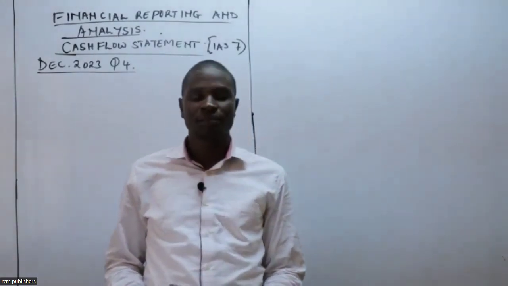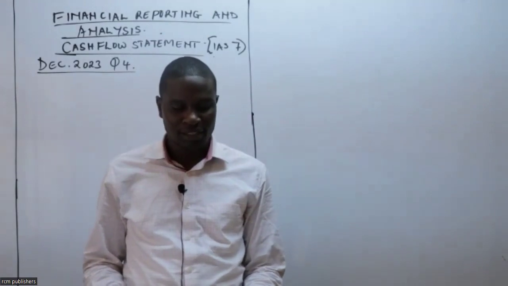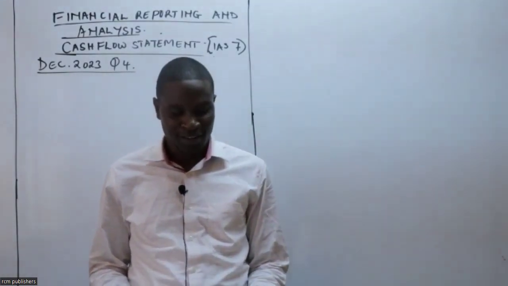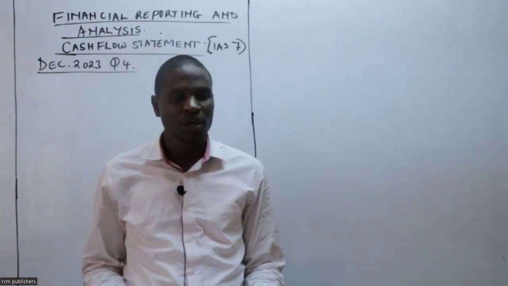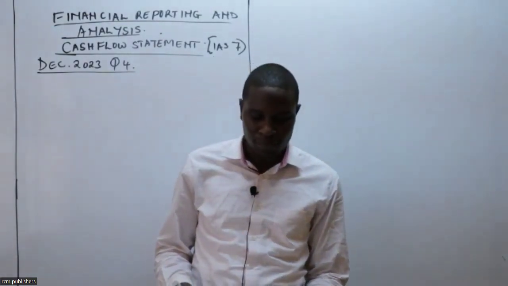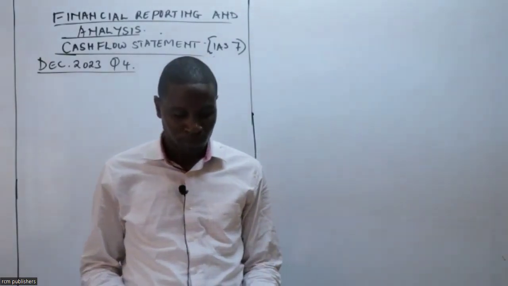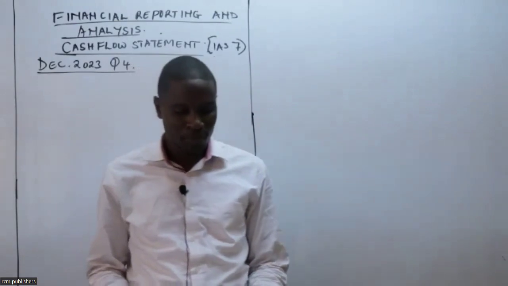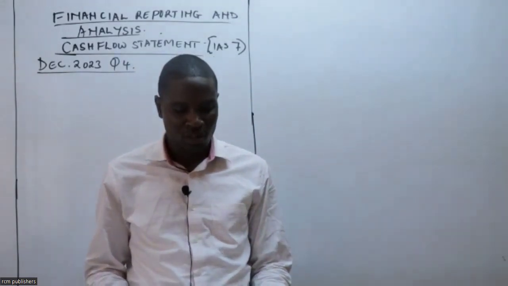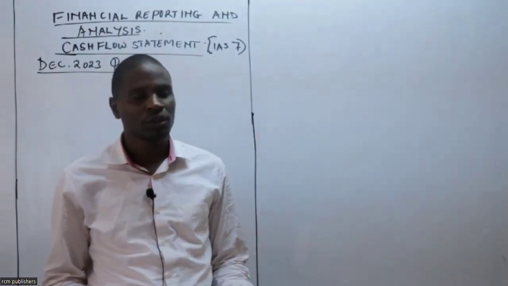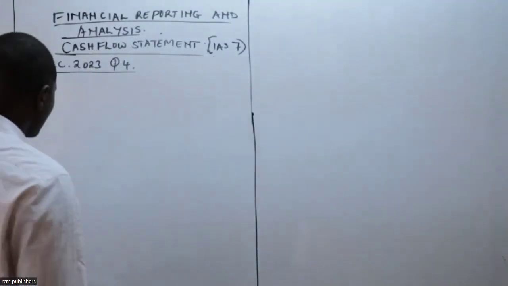Then two, during the year ended 31st October 2023, Bunda Limited acquired some patent rights at a cost of 5 million. I hope you can see that. Any amortization of intangible asset has been included in administrative expenses. The company repaid some borrowing which had matured during the year and issued new loans amounting to 3 million shillings. Required: come up with a statement of cash flow for Bunda Limited for the year ended 31st October 2023 using the indirect method in accordance with the requirements of International Accounting Standard 7.